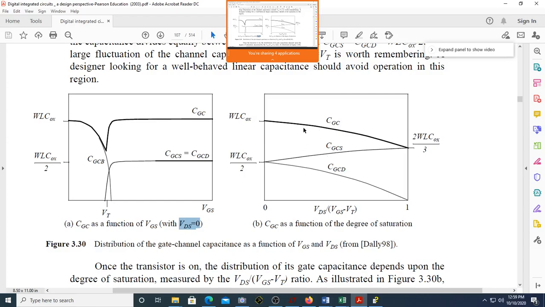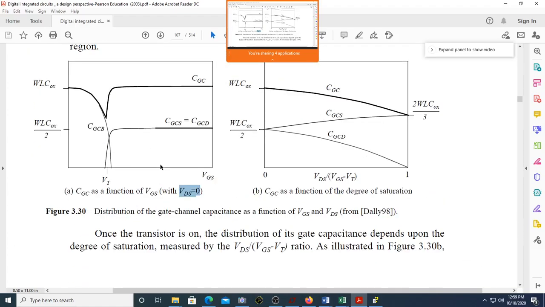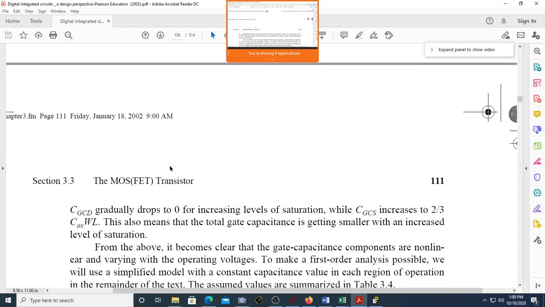The overall CGC will slightly reduce. This CGC is nothing but the addition of this plus this. Am I correct? Yes, sir. Okay, so carefully have a look at all these things, because they may be part of your test. The same questions will not be asked, of course, but they will revolve around this.